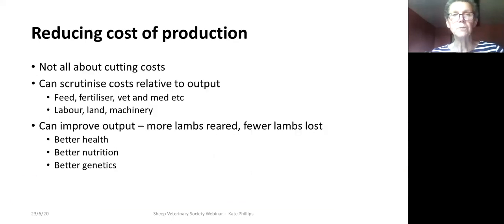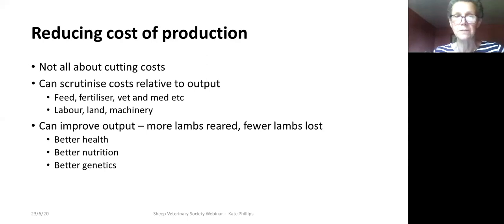So we talk about trying to reduce costs of production, but it's not all about cutting costs. If you've got the same cost and produce more output, your pence per kilogram, your cost per animal per kilogram, is going to be less. So it's not all about cutting costs, it can be about improving output. But equally, we should be looking at scrutinising the costs. So we talk about looking at the cost of feed relative to the output the animals have got, and I'll come on to an example in a minute.